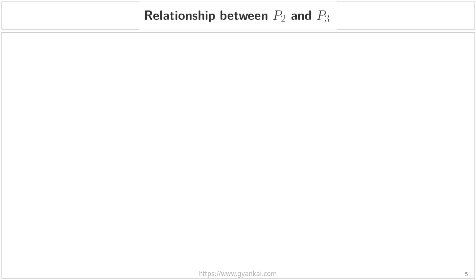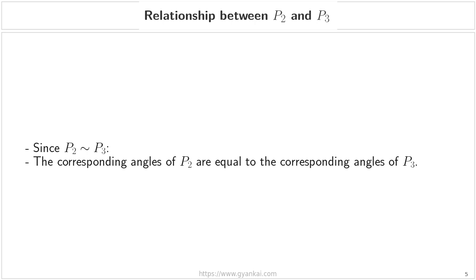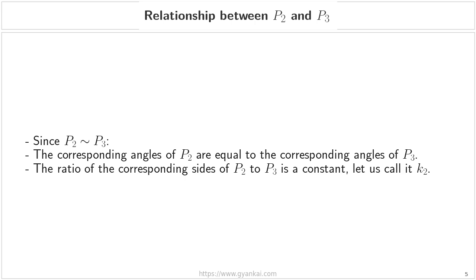Relationship between P2 and P3. Now that we have established the relationship between the first two polygons, let's look at the second pair. Moving on to slide 5, we examine the relationship between polygon 2 and polygon 3. Since polygon 2 is similar to polygon 3, the same rules of similarity apply here. This means that the corresponding angles of polygon 2 are exactly equal to the corresponding angles of polygon 3. Furthermore, just like we saw in the previous slide with the first pair, the ratio of the corresponding sides of polygon 2 to polygon 3 remains a constant value, which we will refer to as K sub 2.